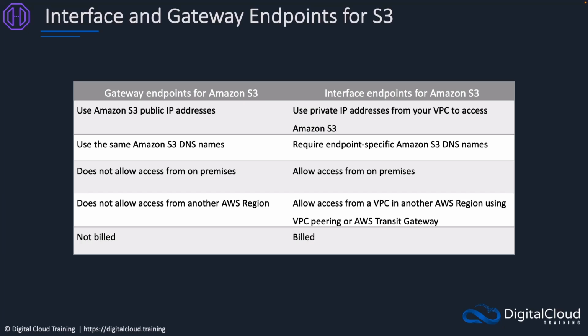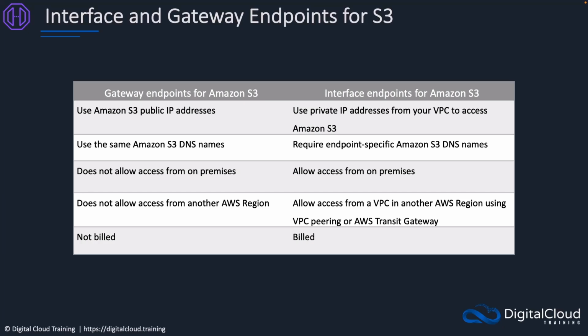With interface endpoints, remember, an elastic network interface is created in your VPC. In that case, you're using private IP addresses from your VPC to access S3. Now you are using the private IP addresses in both cases. However, you're connecting to the public IPs of S3 if you're using a gateway endpoint. The interface endpoint requires endpoint-specific S3 DNS names. So you've got to update applications to configure them to use those specific DNS names. It does allow access from on-premises, and it allows access from a VPC in another region using a peering connection or transit gateway. However, you are billed for the interface endpoints.